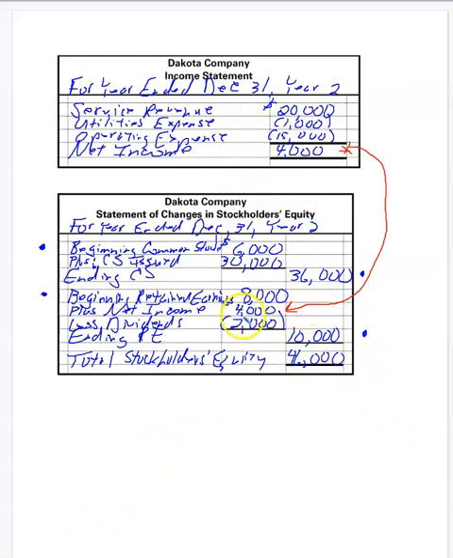Okay, so we have finished 2. The next one is going to be the balance sheet. Recall these two ending numbers are going to go forward to the balance sheet when we do stockholders' equity on the balance sheet. Okay, let's review.